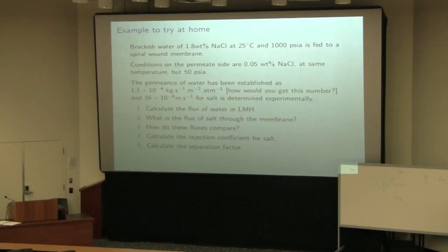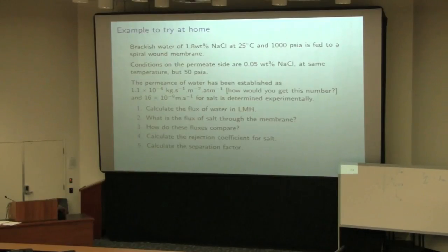We have brackish water, so this would be water, say, from an estuary, close to the ocean but not quite salt water, pulled up from the ground. We get brackish water, 1.8% salts, at 25 C and 1,000 psi, fed to a membrane. Then on the permeate side, we get a good reduction in salt content coming out, 0.05. Same temperature but at a lower pressure. We established this through some experiments, as we mentioned yesterday, and we'll see it in the next example as well.